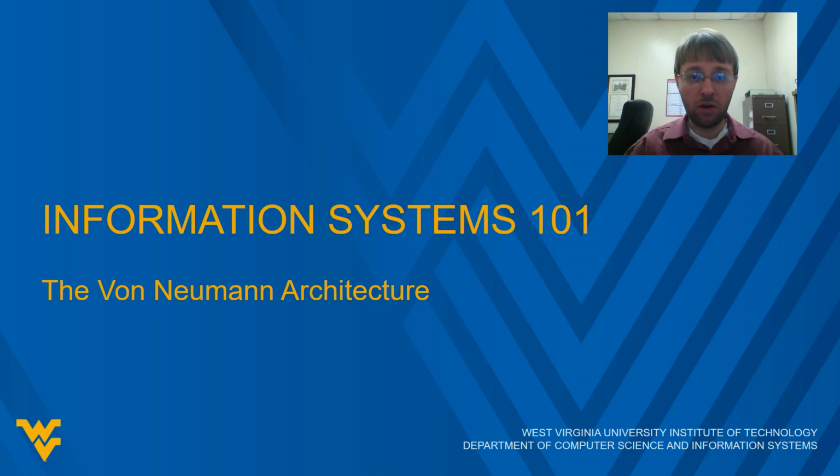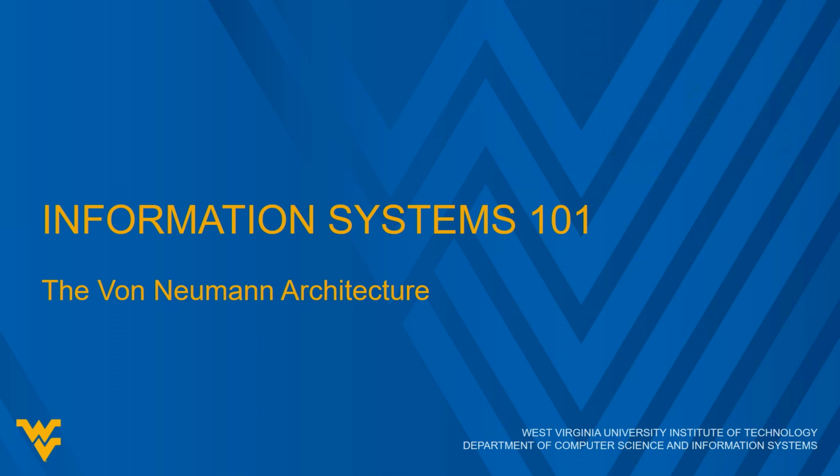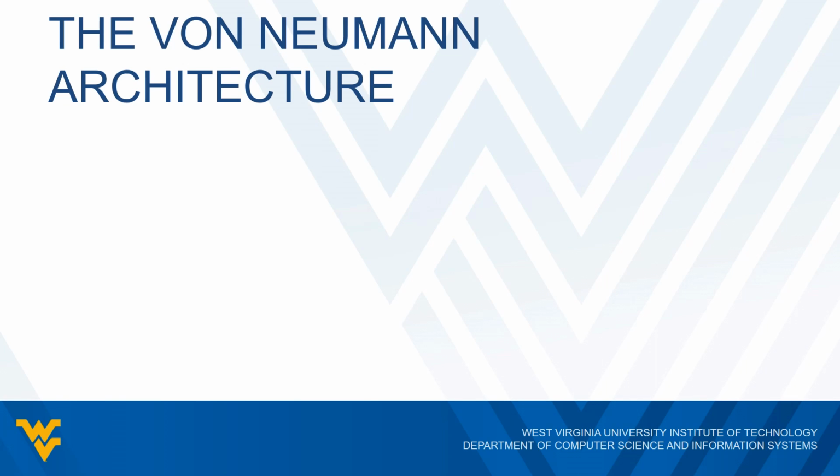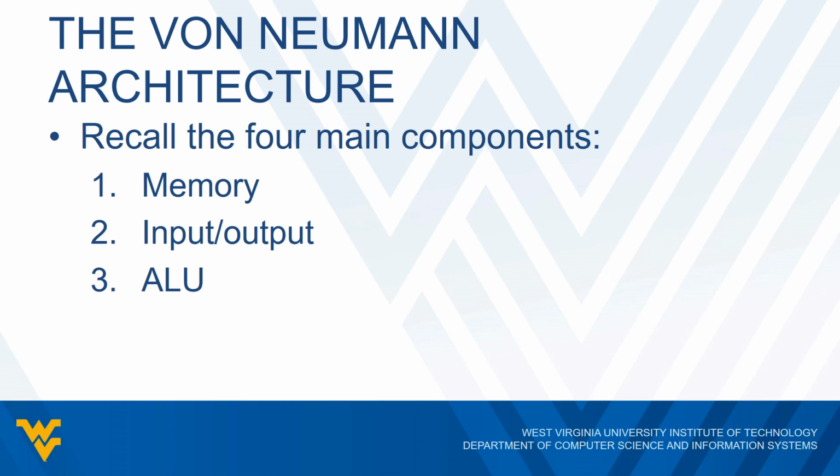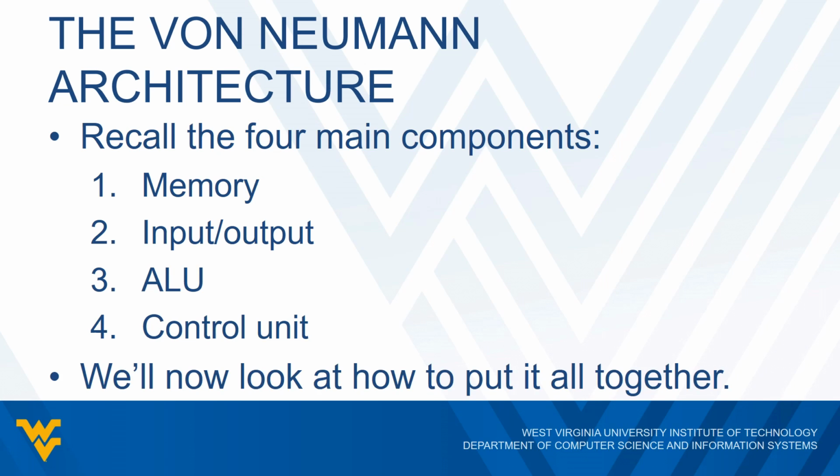In this lecture, we're going to discuss the von Neumann architecture in more detail. Up to this point, we have described each of the four main components that make up the von Neumann architecture. Let's briefly review them. We have the memory, the input-output, the ALU, and the control unit. Now we're going to look at how we can put all these components together.